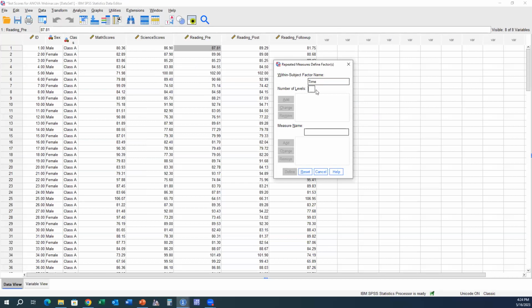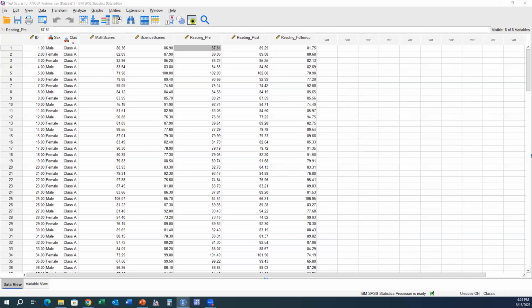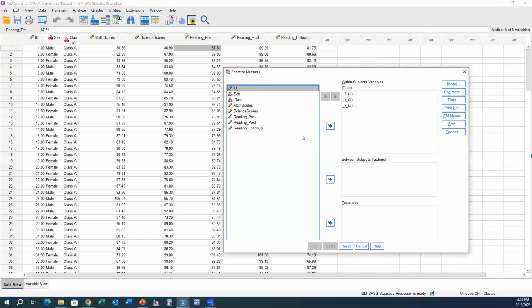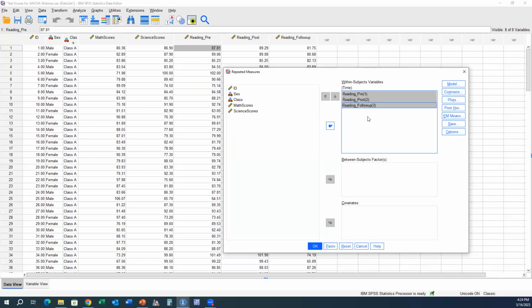Then we include how many different measurements throughout that time period did we have. And we had three. We had a pretest, post-test, and follow-up. We'll click add. You don't have to give a measurement name here. It's not necessary. Then we'll go to define. This is the next box that pops up. So you can see it's already set up three boxes for us, or three entries. So this is where we put in pre, post, and follow-up right here. And that's it for the initial setup.